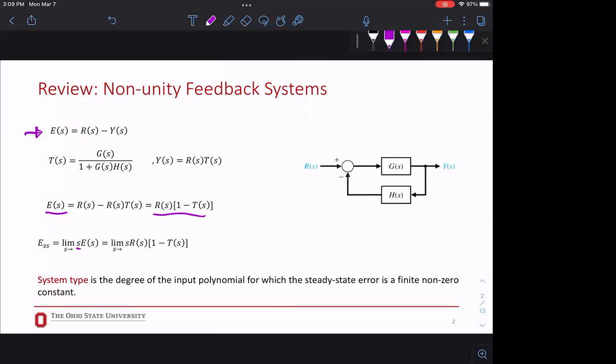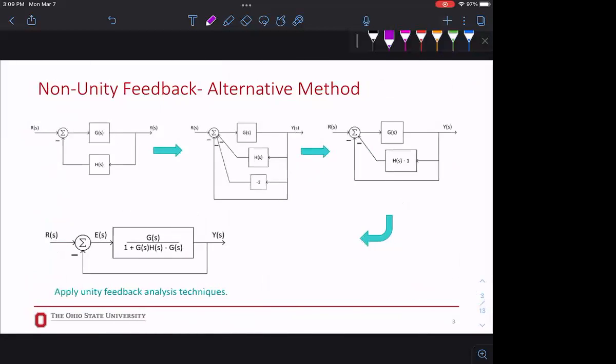You can evaluate the error for different kinds of inputs: step, ramp, parabolic, but your transfer function is the same. You're not changing that. You could have information about the type of your system, but that's all you would know. For non-unity feedback, there is also an alternative way: converting it to a unity feedback system. Then you can use all those great tables that you have.